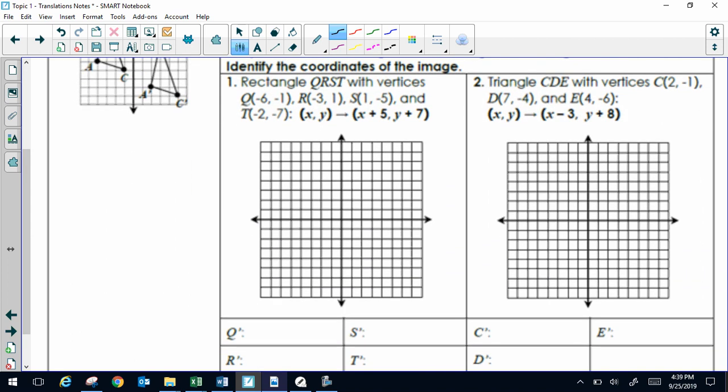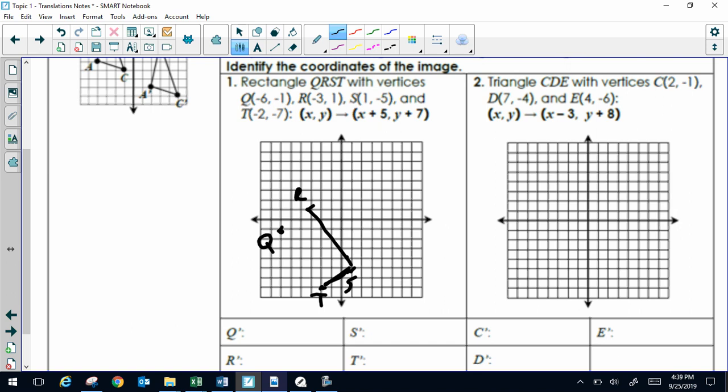They give me this figure. They tell me I have rectangle QRST with the vertices. Q is at (-6, -1). So 1, 2, 3, 4, 5, 6. We're at -1. So Q is here. They tell me R is at (-3, 1). 1, 2, 3, 1. There's R. They tell me S is at (1, -5), and they tell me T is at (-2, -7). Right here.